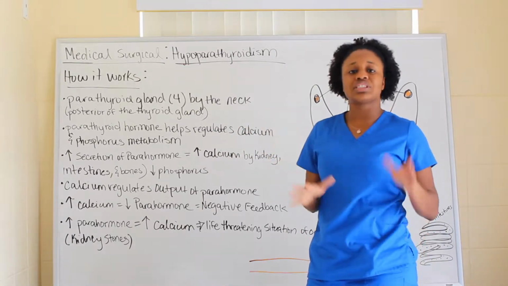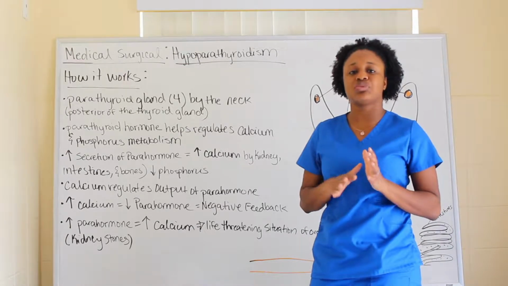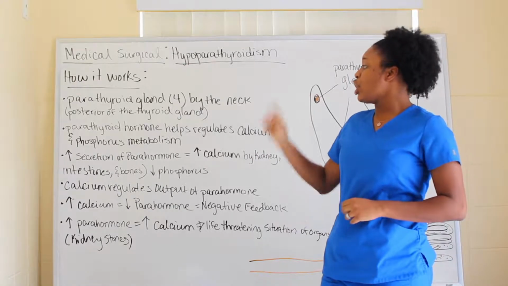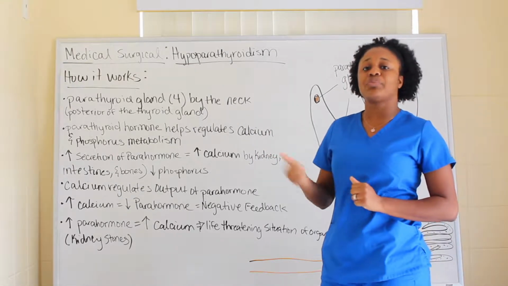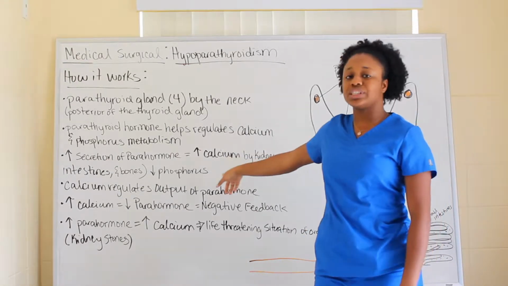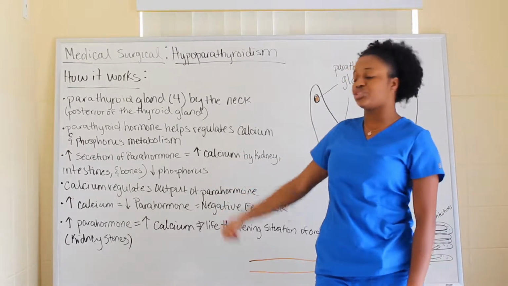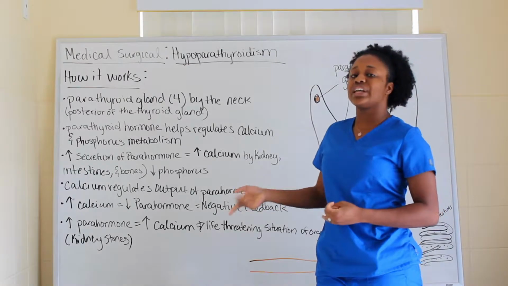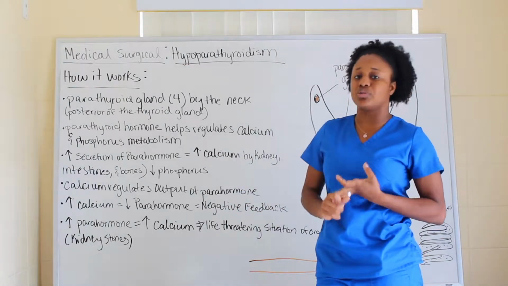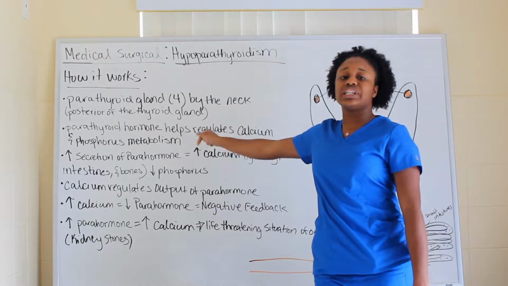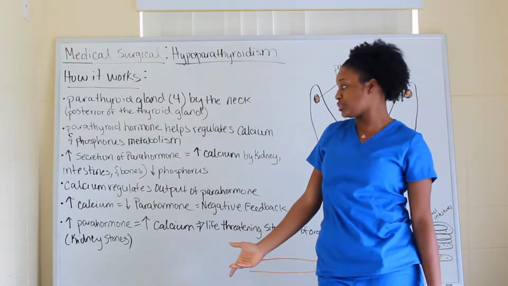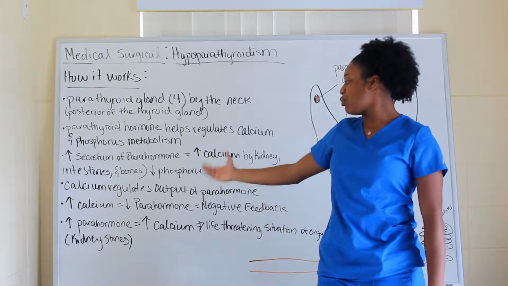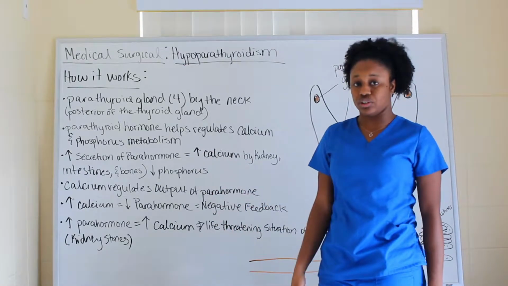Okay, now calcium and phosphates have a weird relationship, which I'll go on once I get into the actual disease process itself. But when there's an increase of secretion of the parathyroid hormone, there's an increase in calcium in the bloodstream. And the way it increases calcium is by getting it through the kidneys, the intestines, or the bones itself. All right, while there's a decrease in the phosphorus. Okay, with that said, calcium regulates the output of parathyroid hormone.